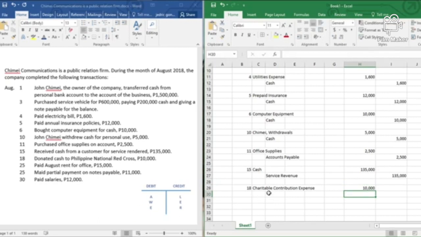Then, ano yung nilabas ng company? Naglabas sila ng pera. So, pera is an asset. Kapag naglalabas ka, nababawasan ng pera, i-credit mo daw siya. So, cash, credit, 10,000. Now, let's have 25. 25, paid August rent for office, 15,000.